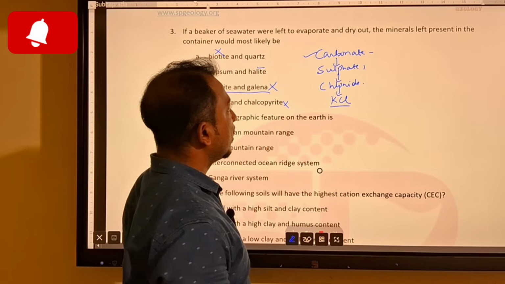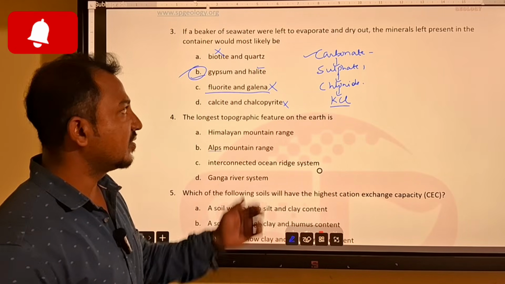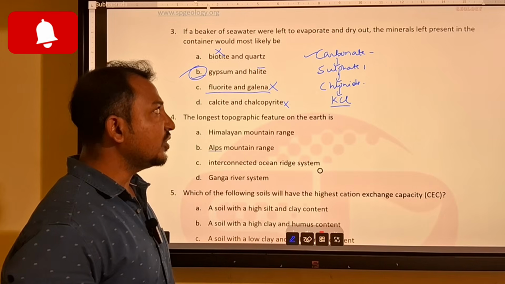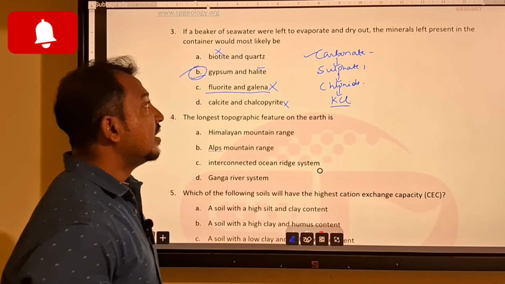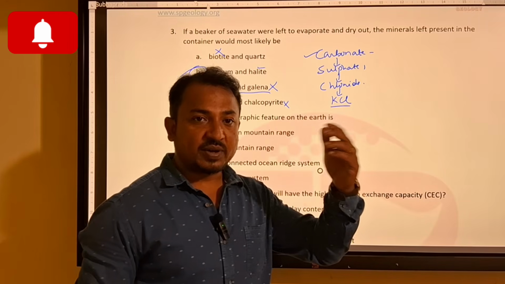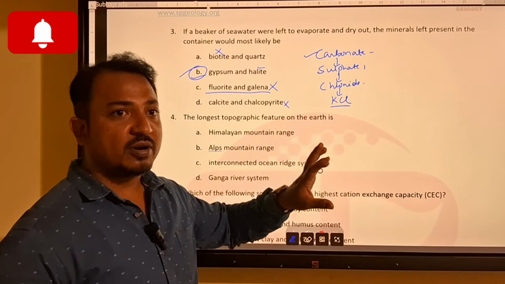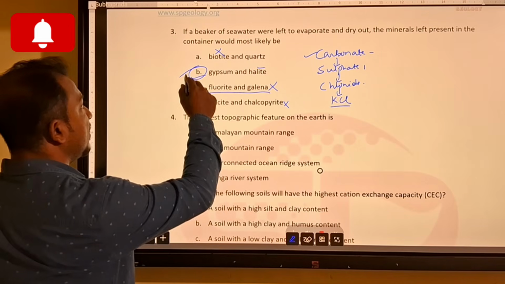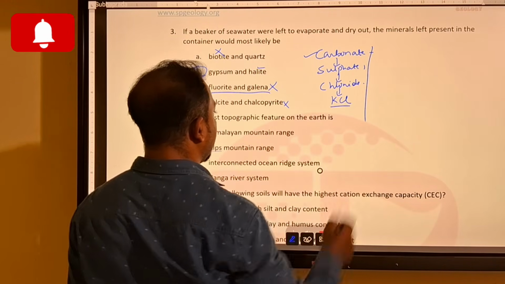First, carbonate will precipitate because it has very low solubility. Then sulfate, then chloride. When about 90% of the water has evaporated, we will find the precipitation of chloride. So the answer here will be gypsum and halite, and remember this, it is very important.